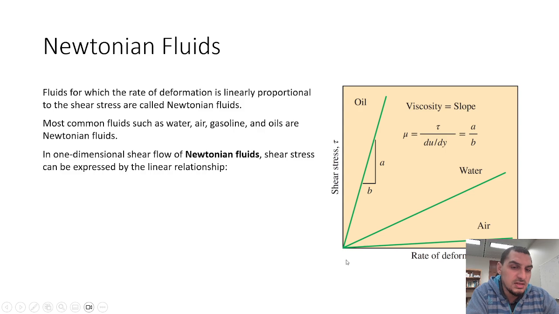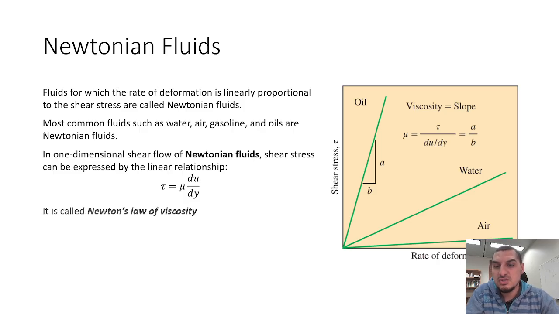Again, this is the simplest case. If this relation is linear, then we can write the equation in this form, that tau equals mu du by dy. And in this case, the fluid is called a Newtonian fluid. This equation is called Newton's law of viscosity, which is a very, very famous law that we use to describe viscous fluids, or the viscosity of fluids, or the relation between the shear force and the shear strain. So this is Newton's law of viscosity.